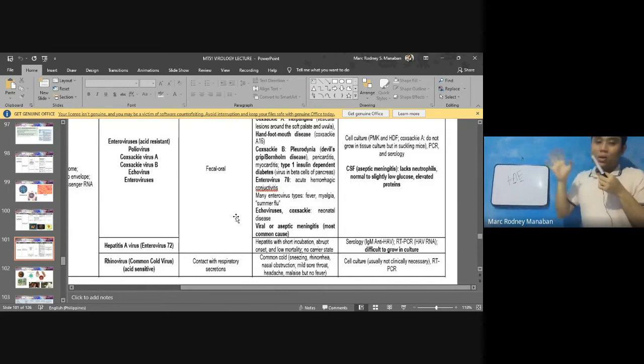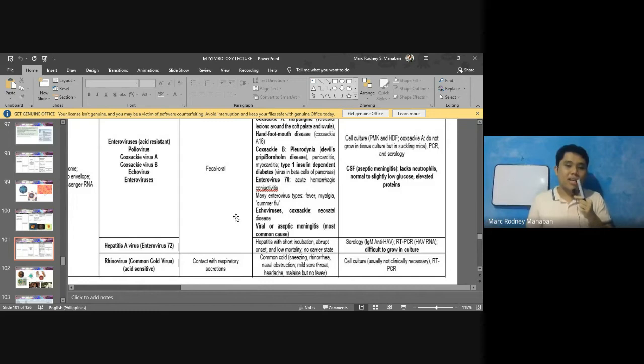Now, the last member of your picornaviridae are your rhinovirus. Nasa pangalan na, rhinovirus, rhino meaning nose, no? So, this is the cause of your common colds. Now, your rhinoviruses like to reside in colder temperatures, usually 33 degrees Celsius. That's why nasa nose makita. So, siya ang most common cause, the causative agent of the common cold.